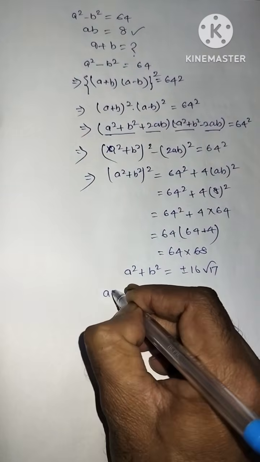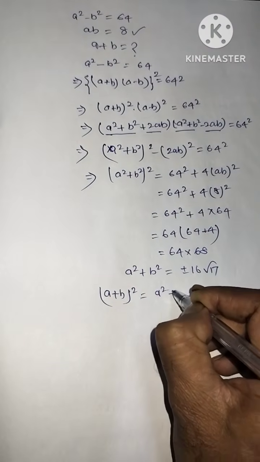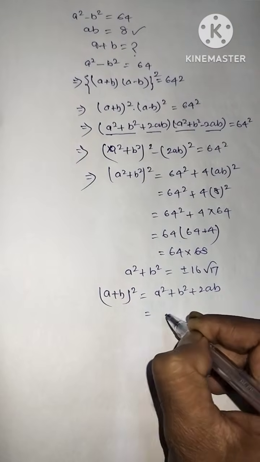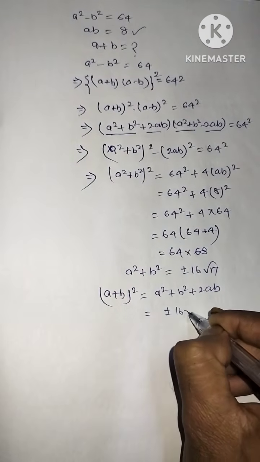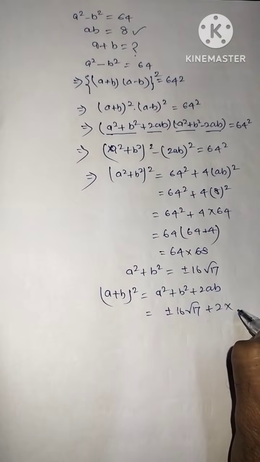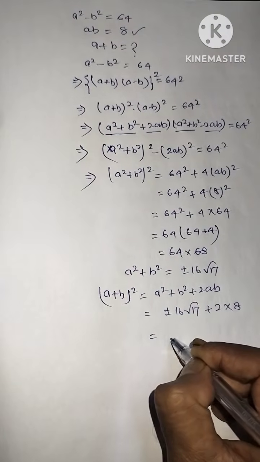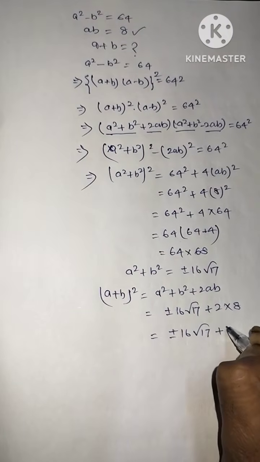We have to find (a plus b) whole square. It can be written as a square plus b square plus 2 times a times b, and a square plus b square is here plus minus 16 times square root of 17, plus 2 times a times b, and a times b we have 8. So it will be plus minus 16 times square root of 17 plus 16.